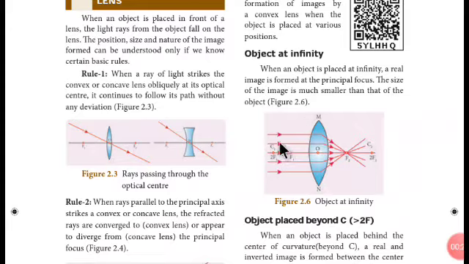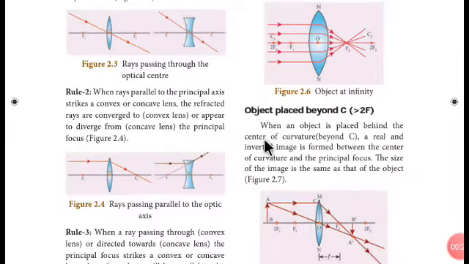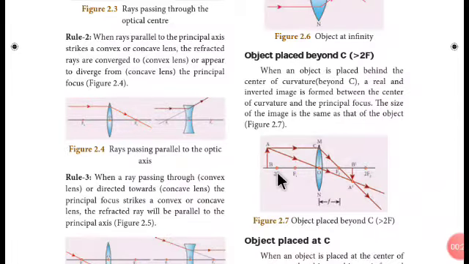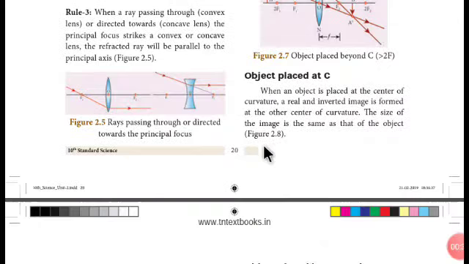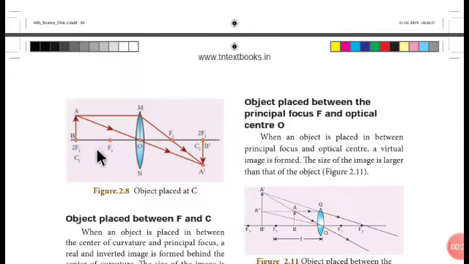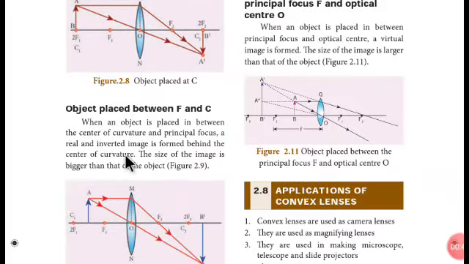First one is object kept at infinity, and the image is formed in focus. The second one is object is kept beyond 2C and the image is formed in between focus and center of curvature. Third one is object is placed at center of curvature and image is also formed at center of curvature. The image size and object size will be same.